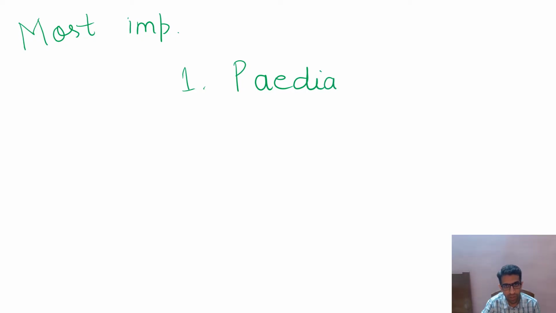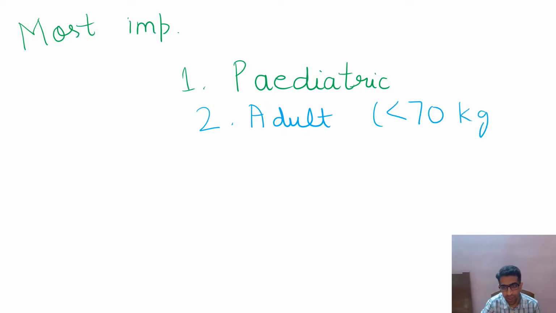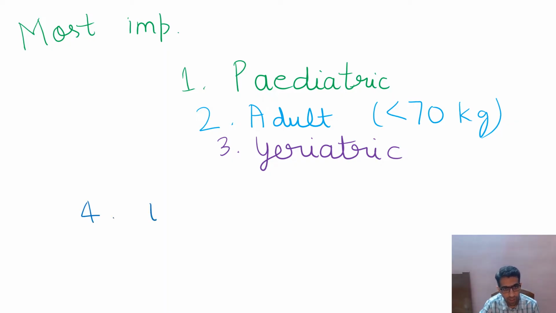Now continuing the discussion further, why is posology most important? It is most important for five conditions. The first one is for the pediatric age group, that is children, neonates, fetus, pediatric patients. Then it is important in adult patients who have a body weight of less than 70 kg. Then it is extremely important in the elderly, also known as the geriatric population or geriatric age group. Then it's important in drugs which are used by the intravenous route.